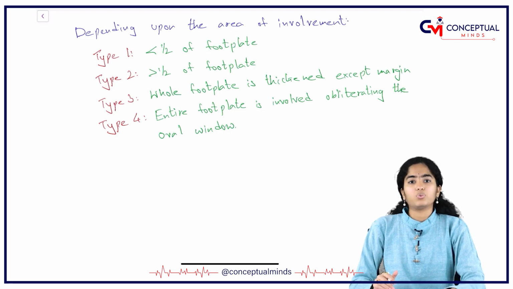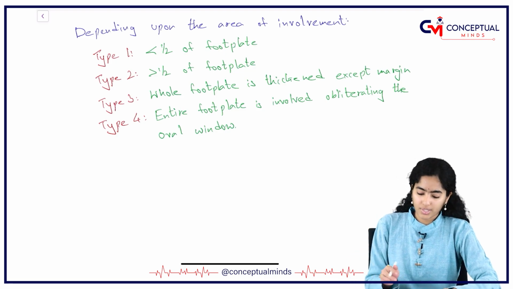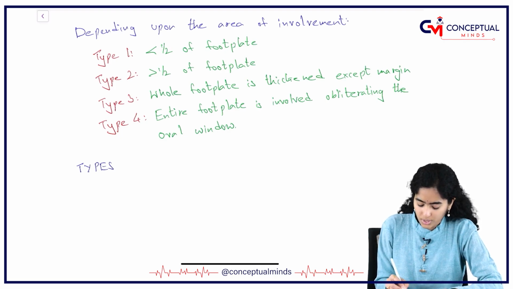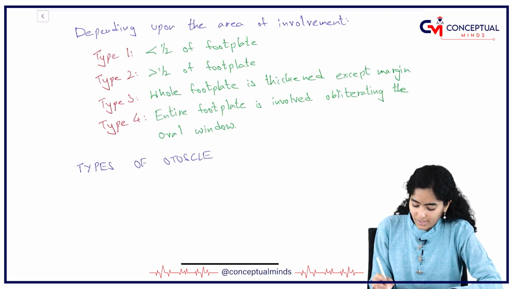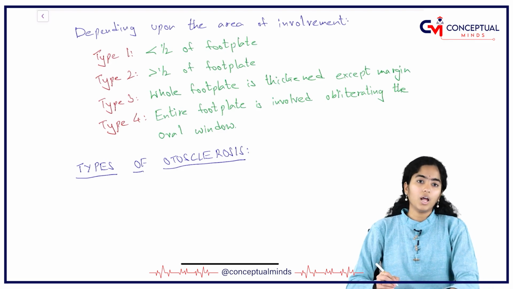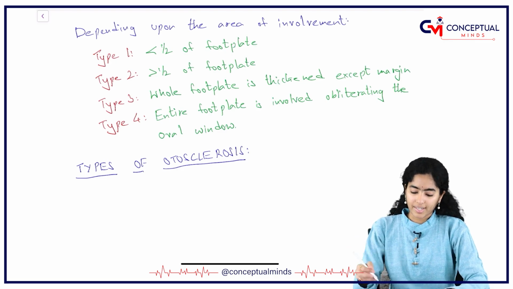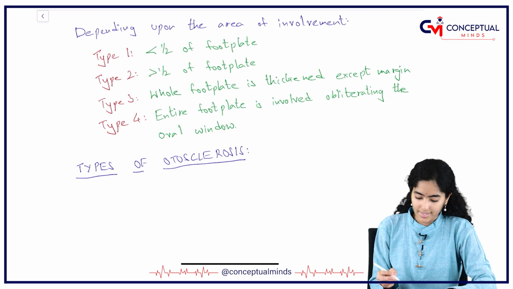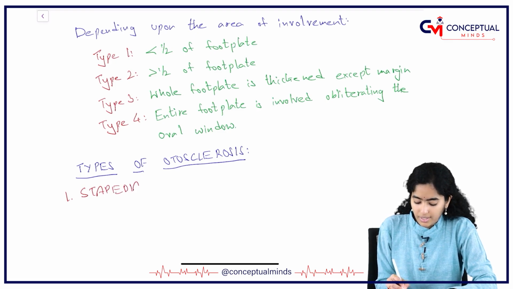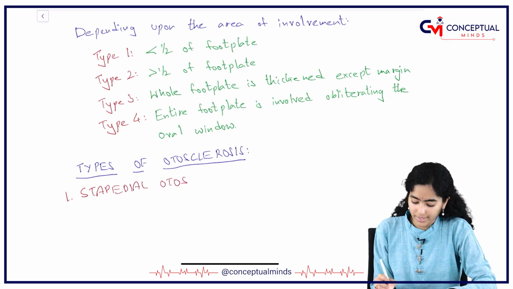Now let us look into the types of otosclerosis. What are the types of otosclerosis? As I have already told you, the changes that occur in the footplate of stapes are most important around the oval window. So we have 3 types, and the first among them is stapedial otosclerosis. This is the most common variety.